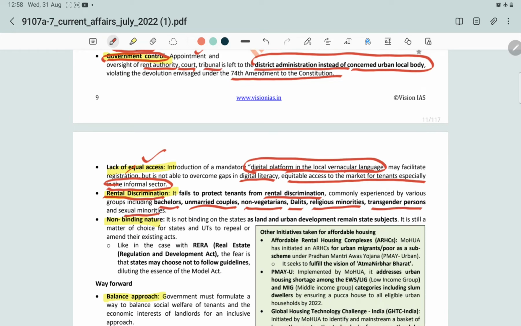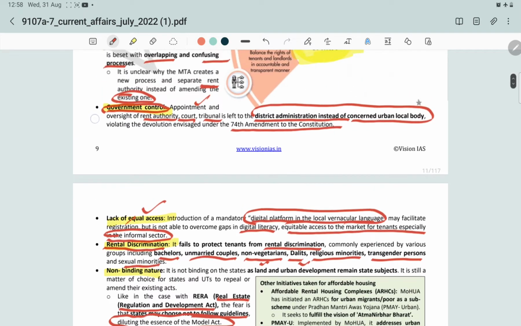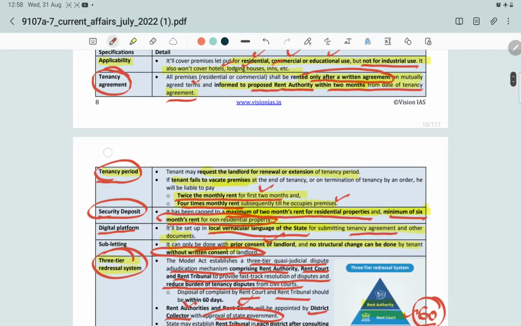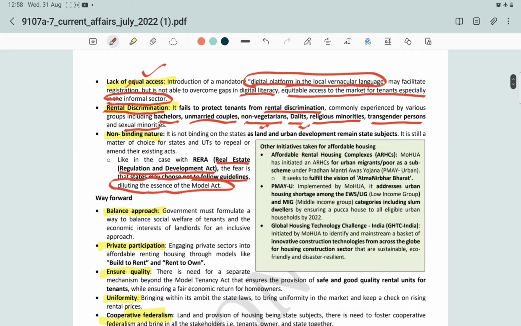And it is also non-binding in nature, because it is not binding on the states, as land and urban development remain state subjects. It is still a matter of choice for the states to repeal or amend their existing acts. Like in the case of RERA, that is the Real Estate Regulation and Development Act, the fear is that states may choose not to follow the guidelines, diluting the essence of the Model Act. And because housing is a state subject, it is not binding on the state.